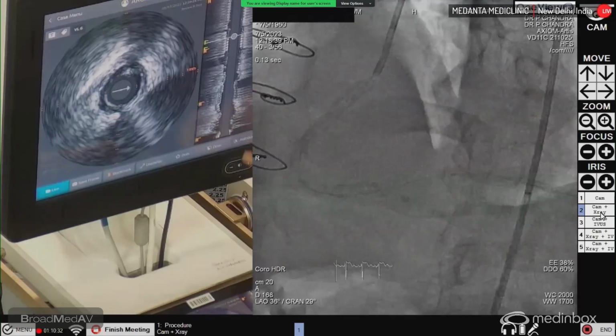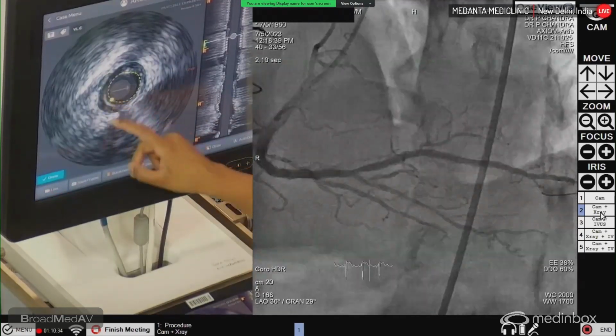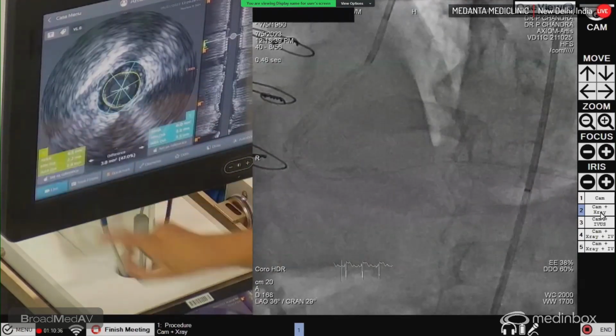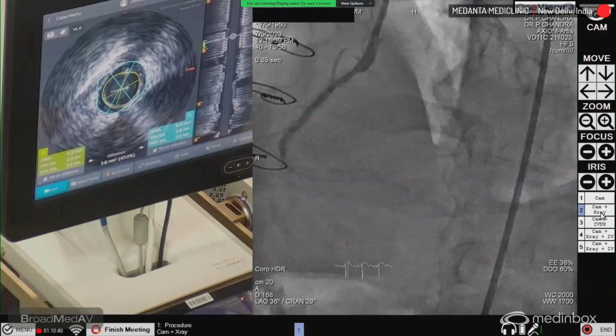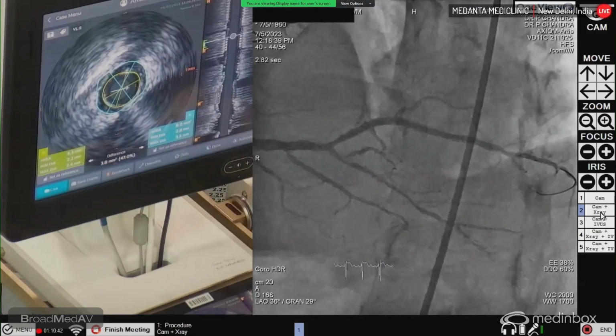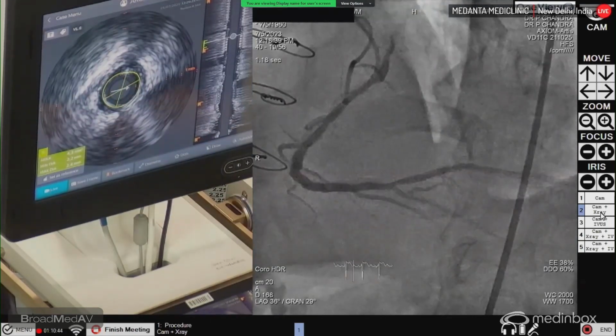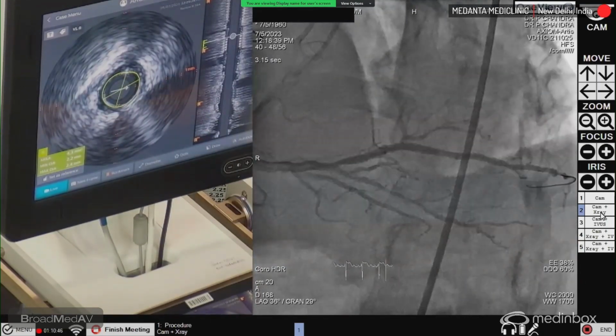And what is the size of the vessel here distally? Distally, yeah. 2.25 might also be fine. Okay. So we can take a 2.25 into 8. Give me a 2.25 into 8.